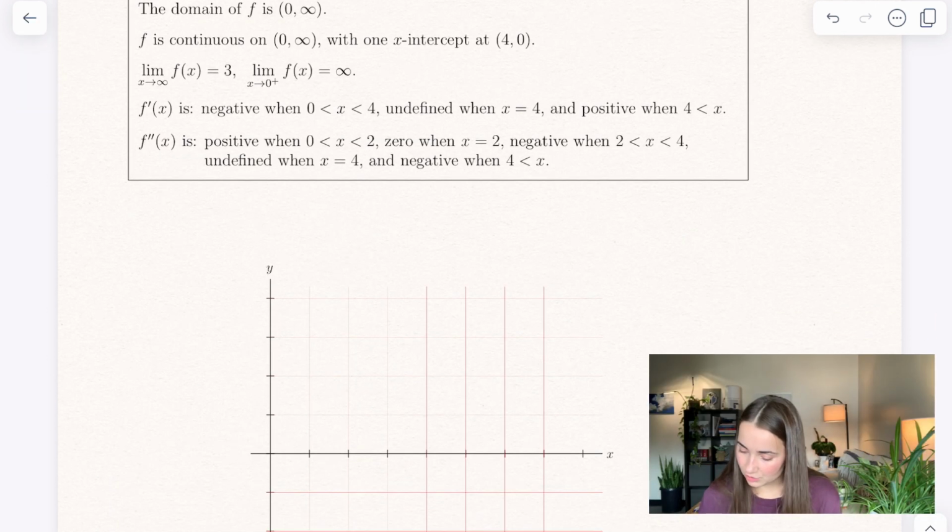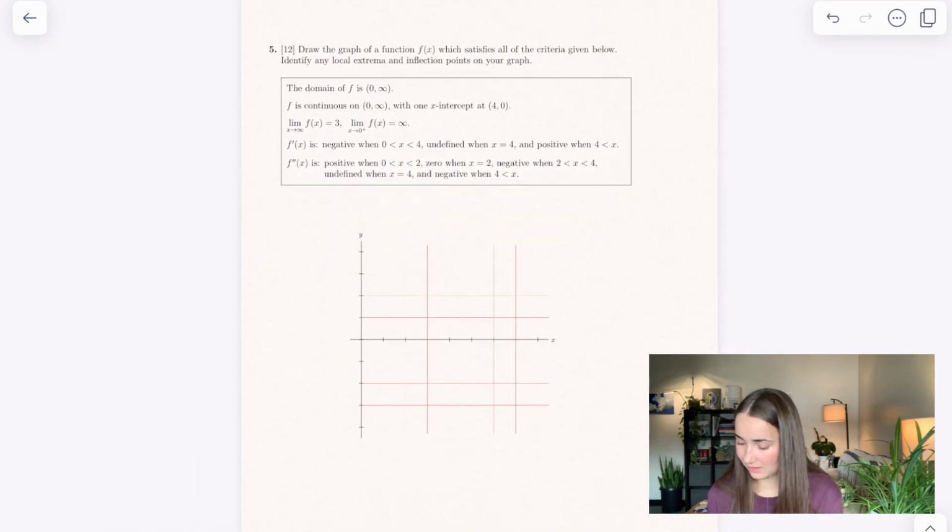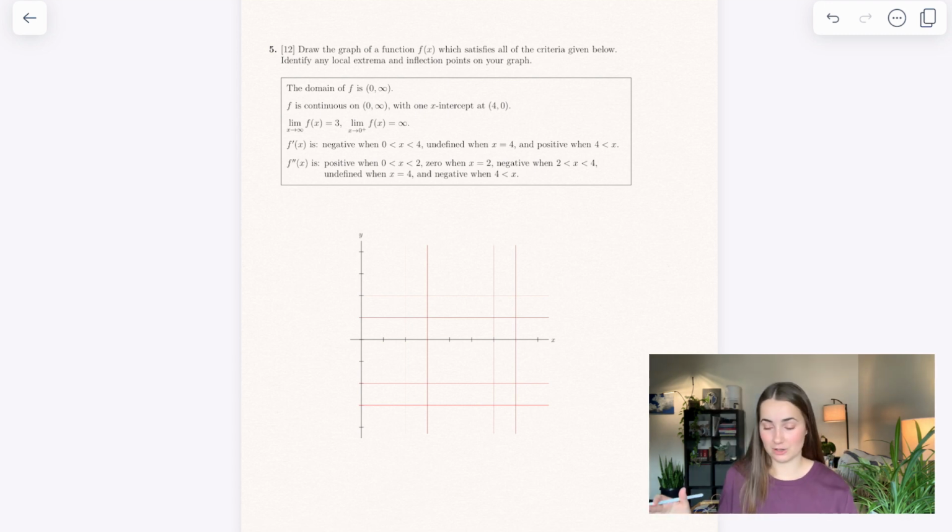Okay, we get to practice our drawing skills here. I'm going to zoom out quite a bit so we can all see it. Here we are given lots of pieces of information, and we are going to fill in the chart. So first we have the domain is from 0 to infinity, and they already kind of included that in the graph. I don't go into the negative area. We also have that it's continuous with one x-intercept at 4, 0.